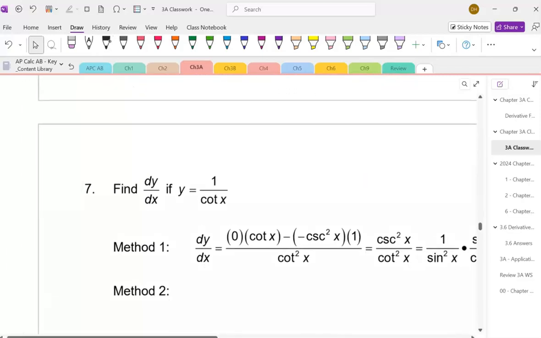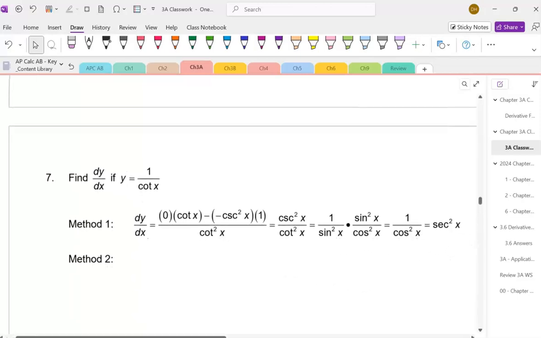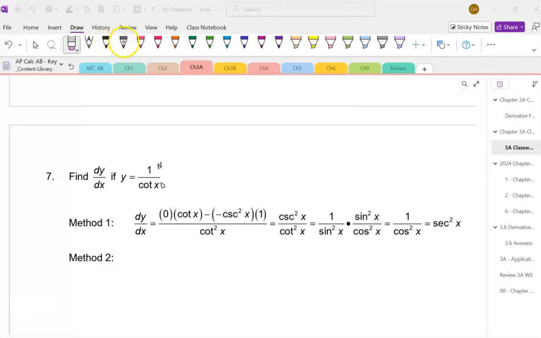All right, numbers 7 and 8, there are a couple different ways that you could solve this. So I've put the different methods out there for you. For number 7, they did quotient rule. We can label the numerator and denominator, and they took the derivative of the numerator times the denominator minus the derivative of the denominator times the numerator all over your denominator squared. It's a really long way to do it, but you eventually end up with secant squared.